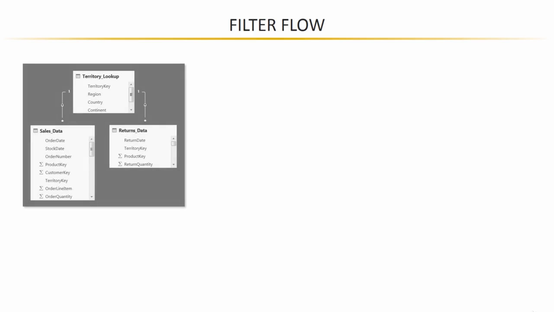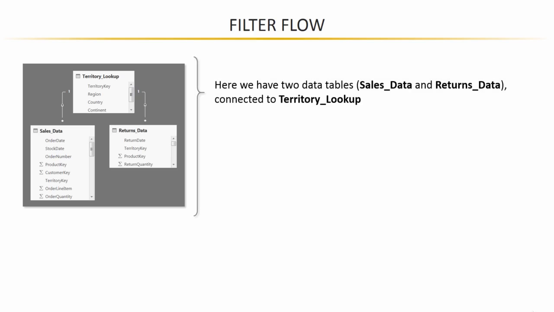All right, time to cover one of the most important lectures, certainly in the data modeling section, but perhaps in the entire course. Let's talk about filter flow. Now, to demonstrate, I'm going to use a very simple example. Here we've just got a three-table model, two data tables, sales and returns, both with valid connections or relationships to a single lookup, territory lookup.